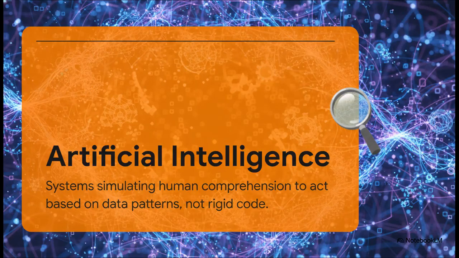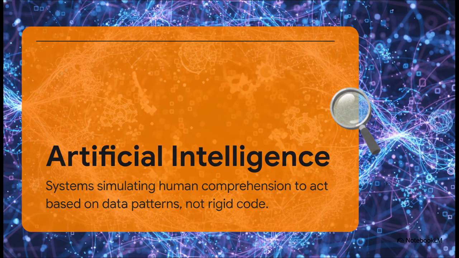So, what actually is artificial intelligence? Well, at its core, it's a massive field of computer science. Its ultimate goal is to create systems that can simulate human comprehension and autonomy. But the absolutely crucial part of this definition is the how. AI executes actions based on recognizing data patterns rather than relying on explicit, hard-coded programming. It's not some magic brain in a box, I promise you.